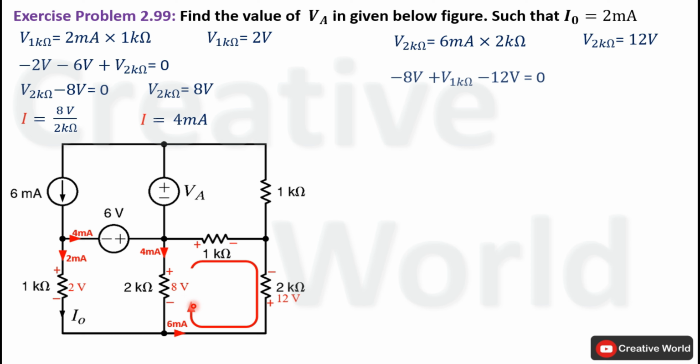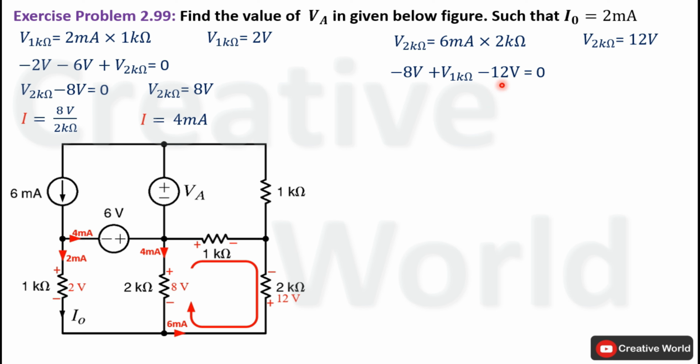Write KVL equation for this closed loop. Start from here. Current is entering from negative terminal, so 8 volt will be taken with negative sign. Next, current entering terminal is positive, so voltage across 1 kilo ohm resistance will be taken with positive sign. Next, current entering terminal is negative, so 12 volt will be taken with negative sign.